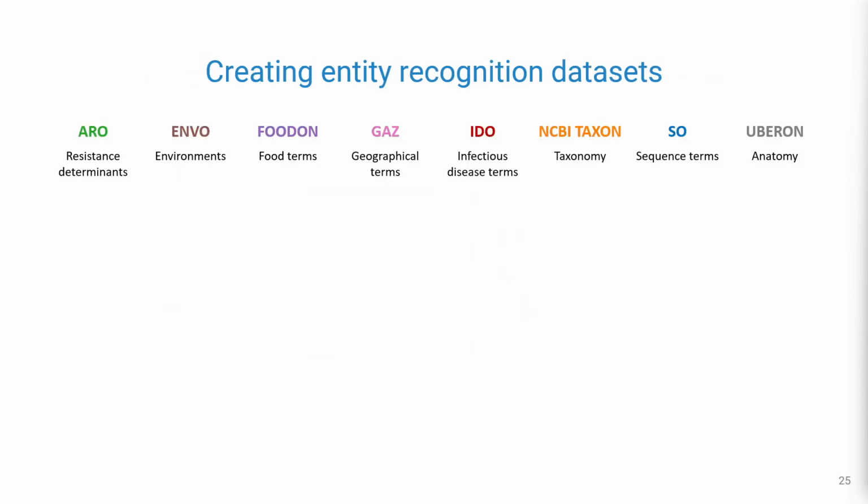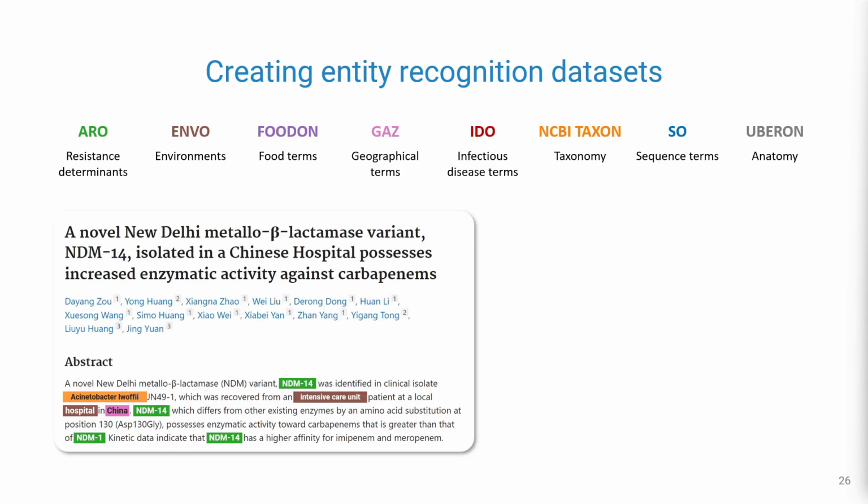The first data sets I'll be talking about is for entity recognition, or identifying terms in an abstract that provide context. For this, I use different ontologies shown at the top that contain terms with relevant information organized in a hierarchical manner. So ARO, which was created by our lab, provides the resistance gene names, ENVO environments, FoodOn food terms, GAZ geographical terms, and so on. Using the terms and synonyms found in these ontologies, I used a pattern matching algorithm to directly match the term with the abstract text across 10,000 papers.